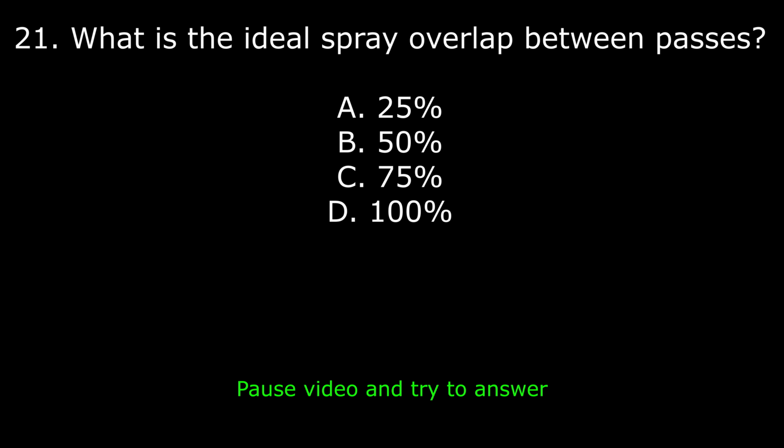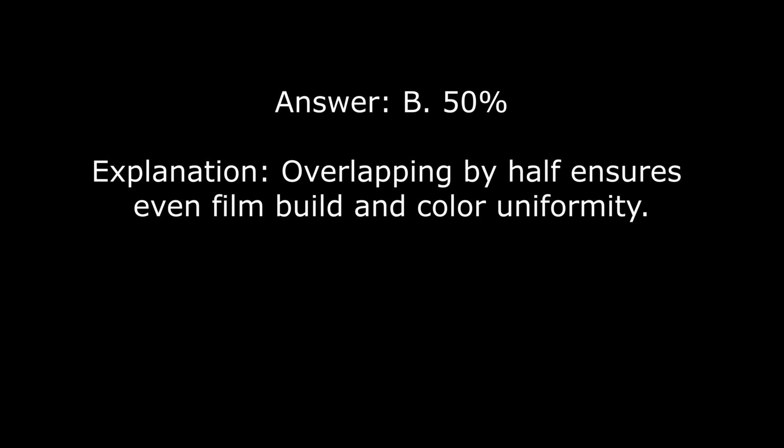21. What is the ideal spray overlap between passes? A. 25%. B. 50%. C. 75%. D. 100%. Answer. B. 50%. Explanation. Overlapping by half ensures even film build and color uniformity.